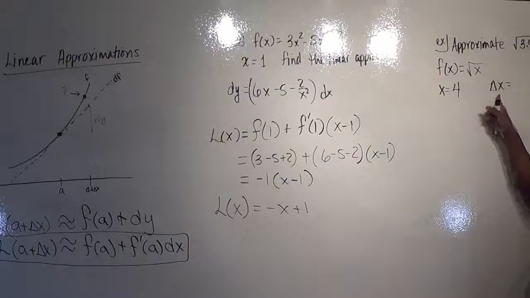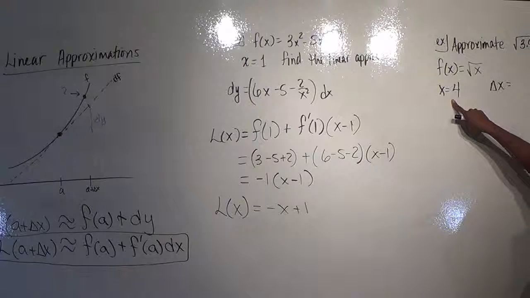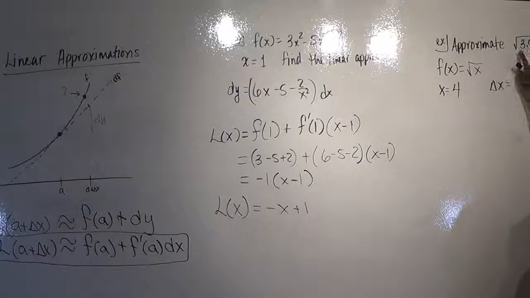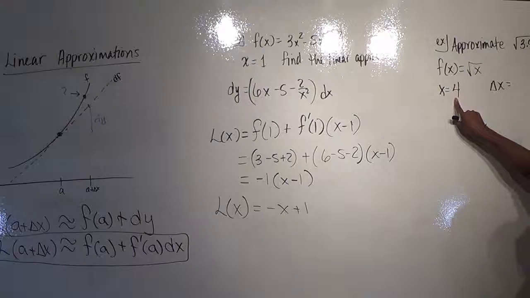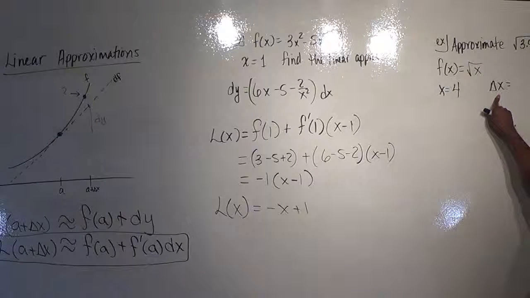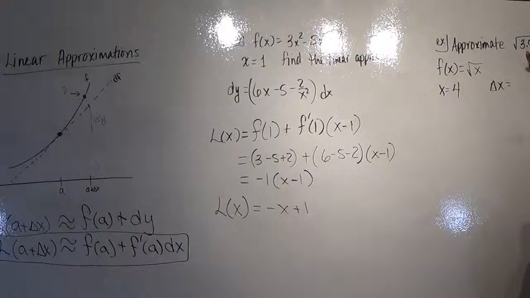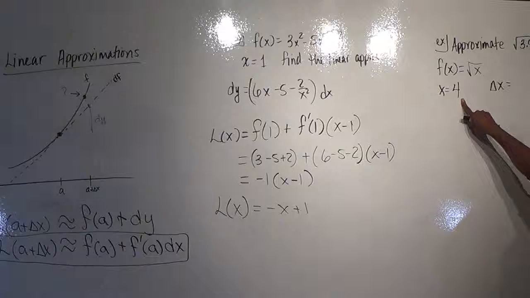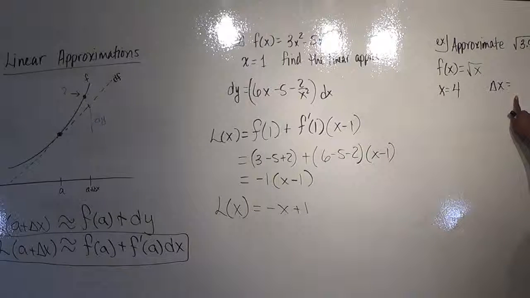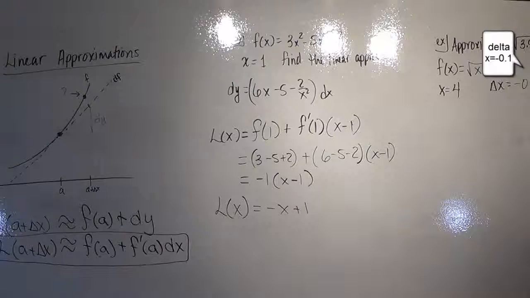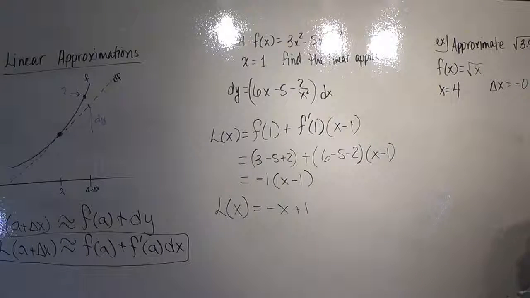Which means to find my delta x, I just need to figure out what the difference between these is. Let me say it this way, if the value I'm looking for is less than my x value, then my delta x should be negative. If the value I'm looking for is bigger than my x, then my delta x is positive. Okay? So in this case, I'm looking at x equals 4. I want 3.9, so my delta x is going to be negative 0.1. Okay. Now that I have all of that information, I can find my linearization.